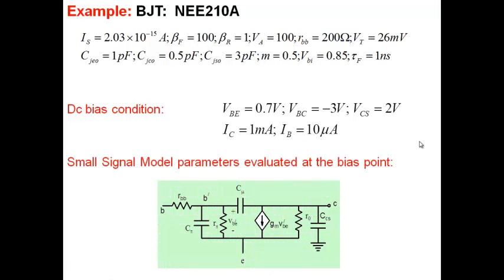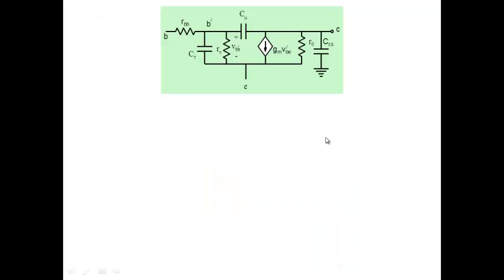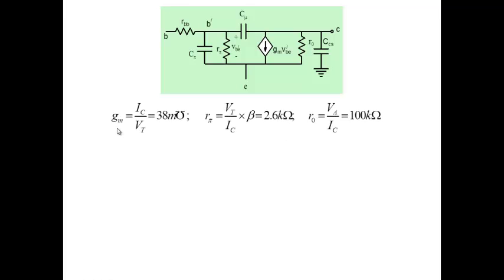If I build a small signal model now, let's do that. Once I know the bias point, let's build the small signal model, which means GM is IC by VT, 38 milli. R pi is VT by IC into beta, 2.6 kilo ohm. R naught is VA by IC, 100 kilo ohm. So we get our R pi, GM, R naught.